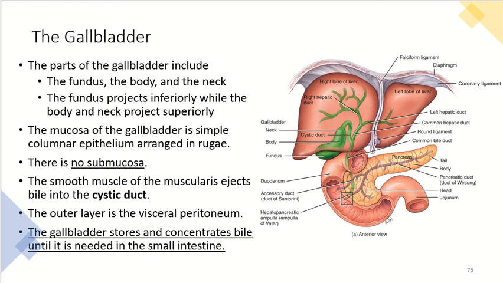The mucosa of the gallbladder is going to be made up of simple columnar epithelium that are going to also be arranged in rugae. There is actually no submucosal layer in the gallbladder, so it's going to be a little bit different in that way. And then the smooth muscle of the muscularis is going to be responsible for ejecting bile into the cystic duct, which is the duct that's going to connect to the gallbladder and empty that bile into the intestines. So the outer layer of the gallbladder is going to be the visceral peritoneum, and the gallbladder is responsible for storing and concentrating bile until it's needed in the small intestines.